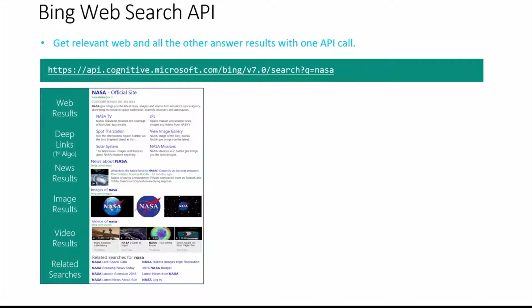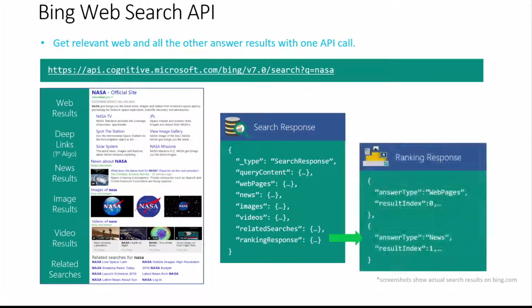This is an example of how the JSON response looks. It's a collapsed version of JSON, as you see on the screenshot here. For the search criteria or keyword NASA, you see how the ranking response looks, which can help customers optimally place their result set according to their needs.